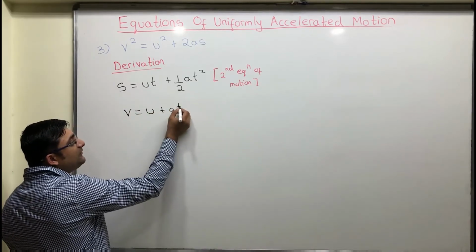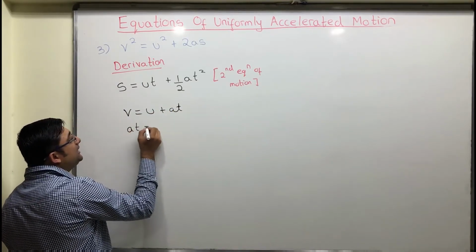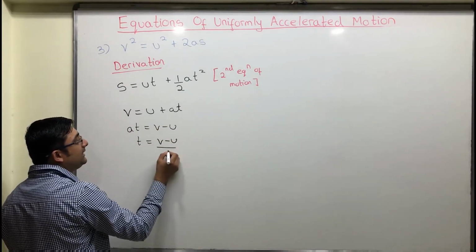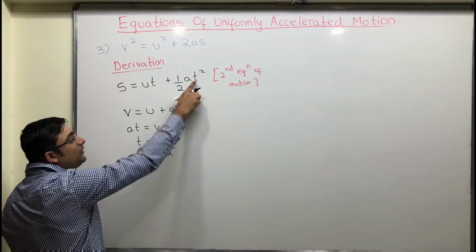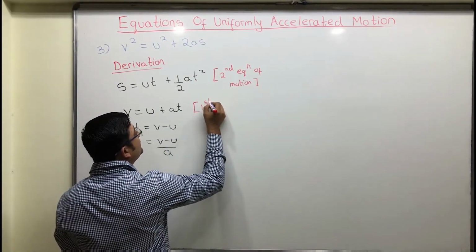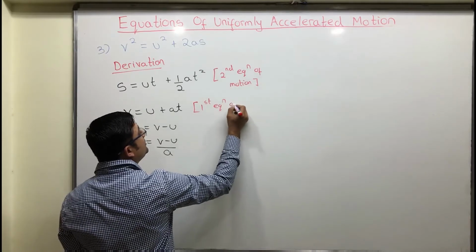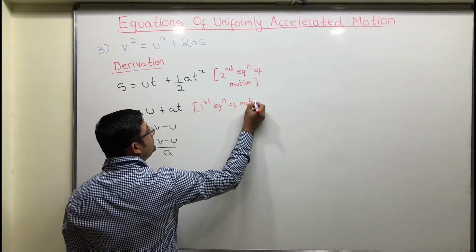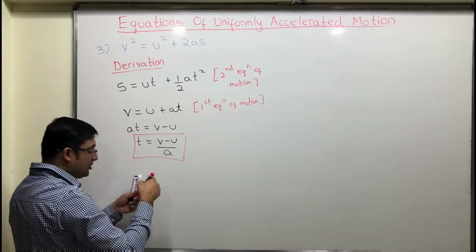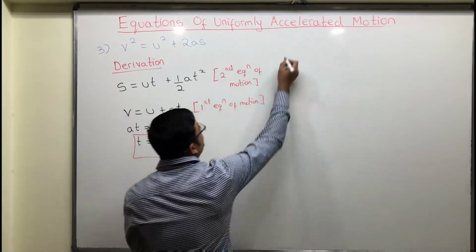So from here, what is the value of t we get? a into t is v minus u. So t is equal to v minus u by a. So this value of t, we're going to substitute over here. Before that, let me mention over here, this is the first equation of motion. So we have this value of t. Let me box it. It's a long calculation, so I'll start from here.